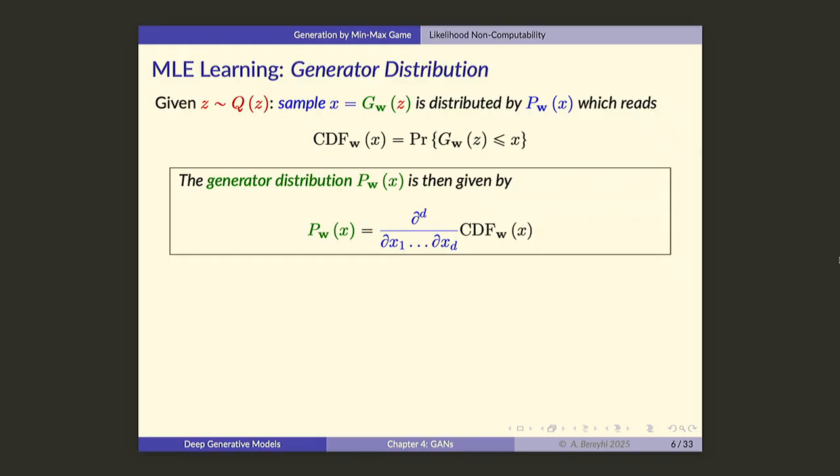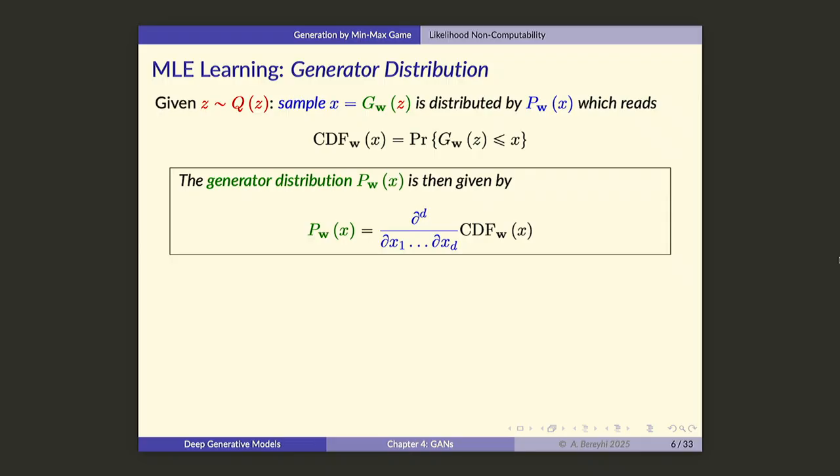If I can compute this using the distribution of Z, this Q distribution, then I have the cumulative distribution function. I'm going to take the derivative with respect to all variables here, X1, X2 to Xd. This is going to give me the distribution. This is what I want, right? I need to have this, then I'm going to put the samples inside it. I compute the likelihood. I maximize the likelihood. Story is over, right?